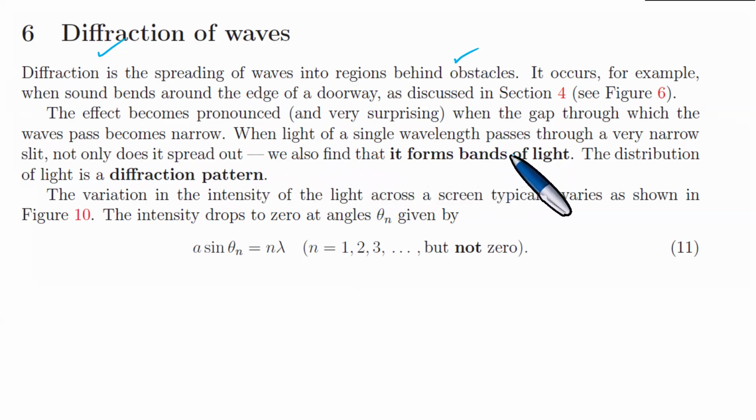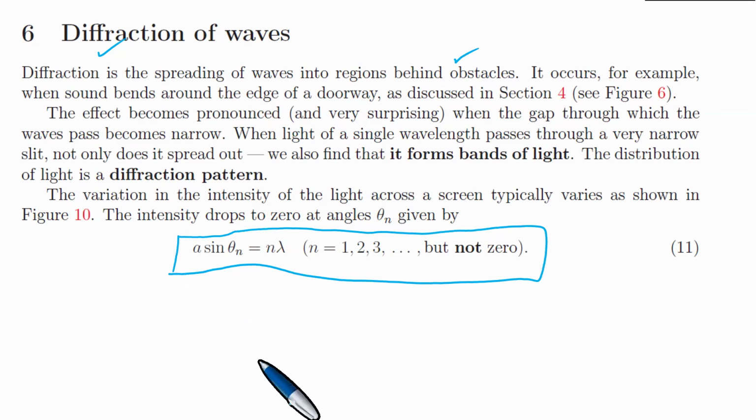When light of a single wavelength passes through a very narrow slit, not only does it spread out, we also find that it forms bands of light. The distribution of light is a diffraction pattern. The variation in the intensity of the light across a screen typically varies as shown in figure 10. The intensity drops to 0 at angles theta n given by a sine theta n equals n lambda, where n equals 1, 2, 3, but not 0.